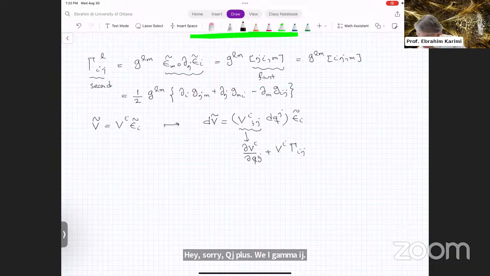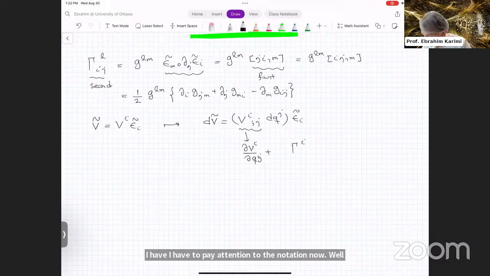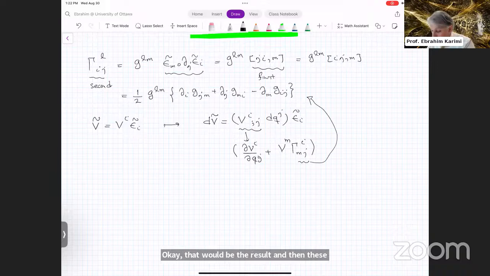I have to pay attention to the notation now. So that should be gamma of I, and here I call it M and N. So it will be V^M, and that one will be M and J. Okay, that will be the result. And then these gammas are given by the derivative of the metric.